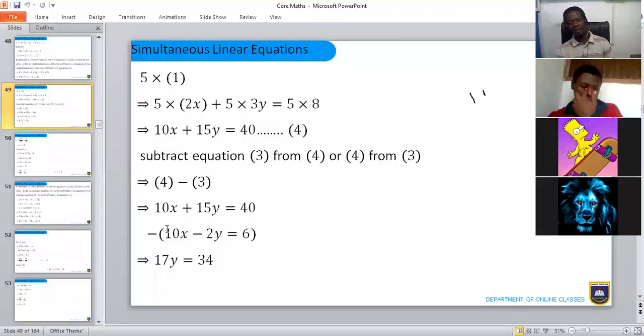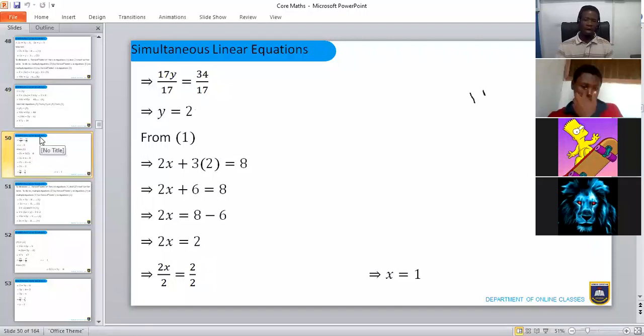Then we divide through by 17 to get the value of y. And when we do that, you're going to get 17y divided by 17 equals 34 divided by 17. And y is equal to 2. Any questions so far?